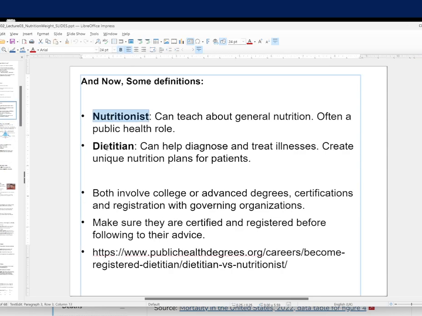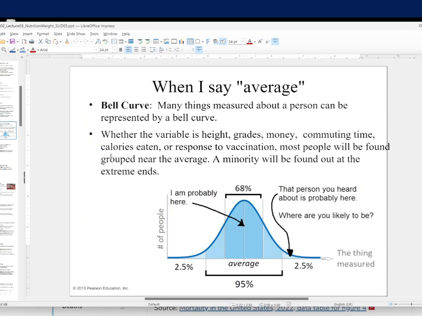I said nutritionist before, and a dietitian. This is not the class for it, but in case you were wondering, there is a difference between a nutritionist and a dietitian. Basically, a nutritionist talks to healthy people, a dietitian talks to sick people. A nutritionist can talk to people in general. A dietitian is supposed to consult with an individual patient, requested by the primary care provider, to look at this patient and talk about specific nutrition requirements for their specific medical problem.